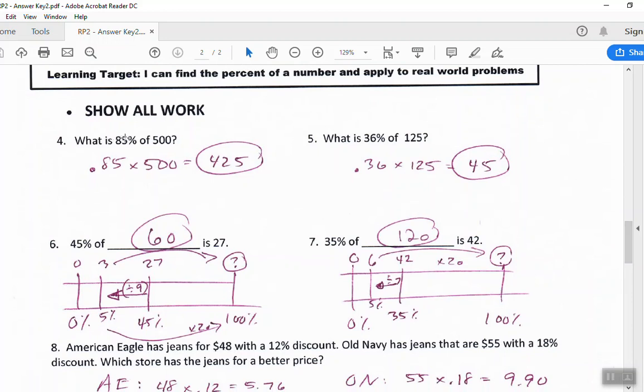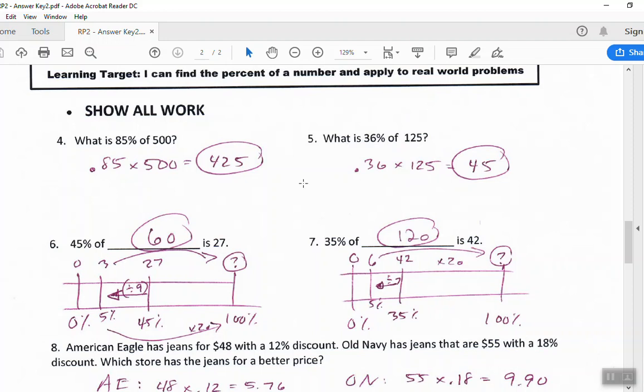Well, these ones were as simple as turning this to a decimal and timesing by 500. Okay, so we would do that. We get 425. Same thing here. Turn this to a decimal and times it by 125, and you get 45. So 45 is 36% of 125.